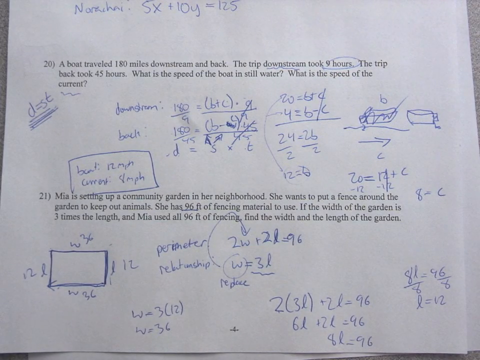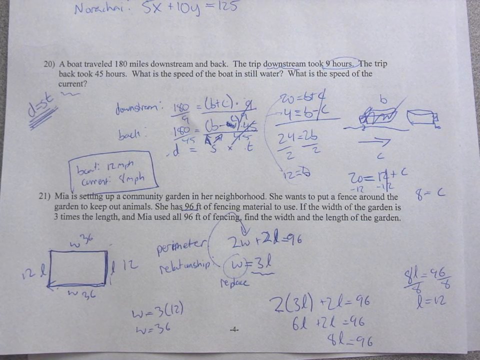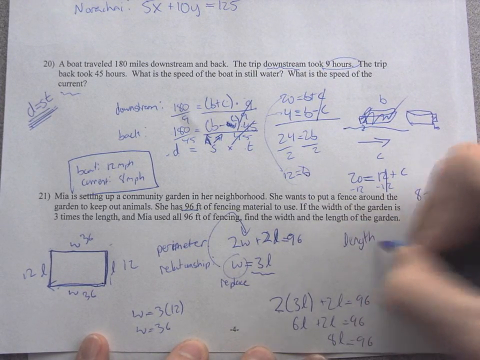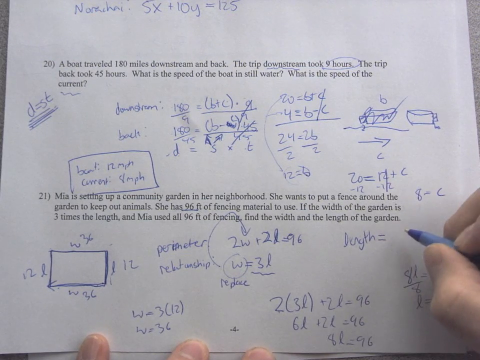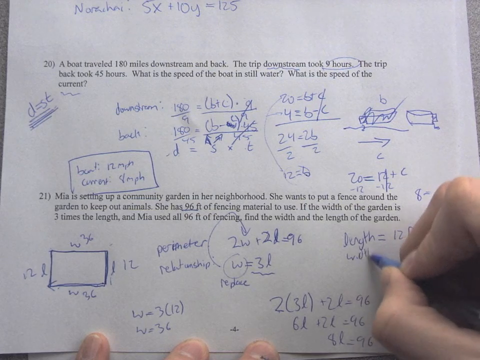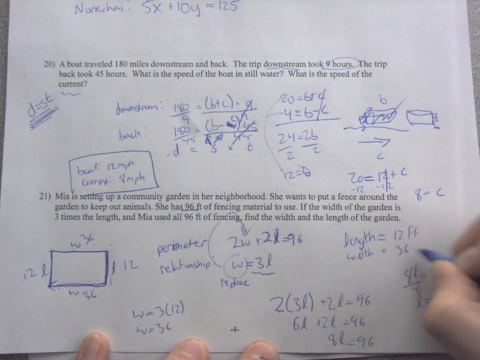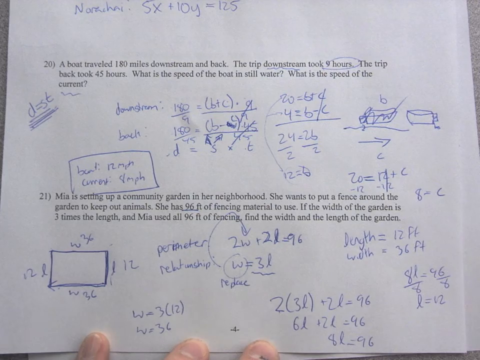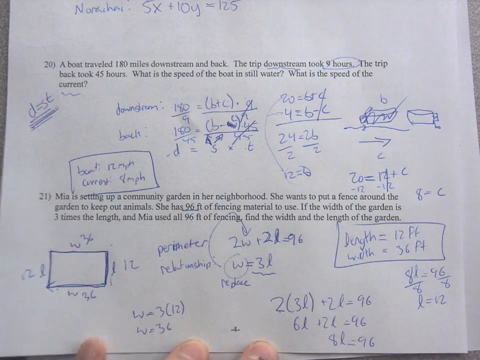If you wanted to double check, you can do 12 plus 36 plus 12 plus 36. That better give you 96. Pretty sure it does. Let's double check. Okay, it looks good to me. And we just want to write our final answer in context of the original problem. So length is equal to 12 feet, and width is equal to 36 feet. I'm using the units that they gave me, which was feet. I'm going back and writing length and width.